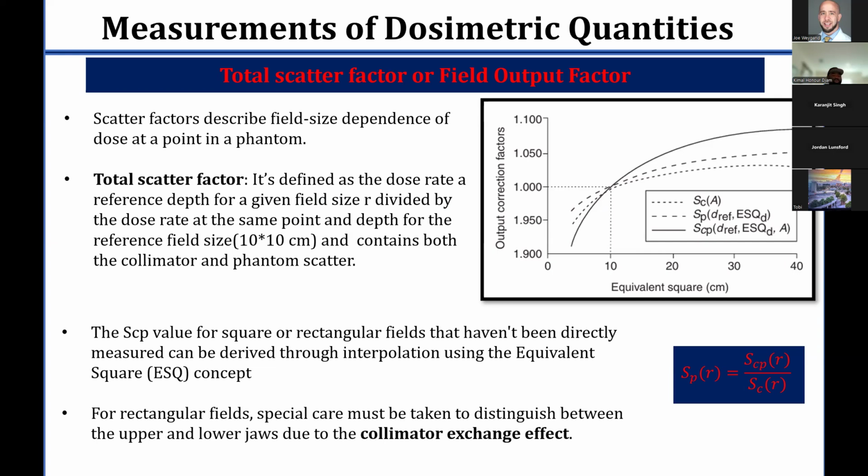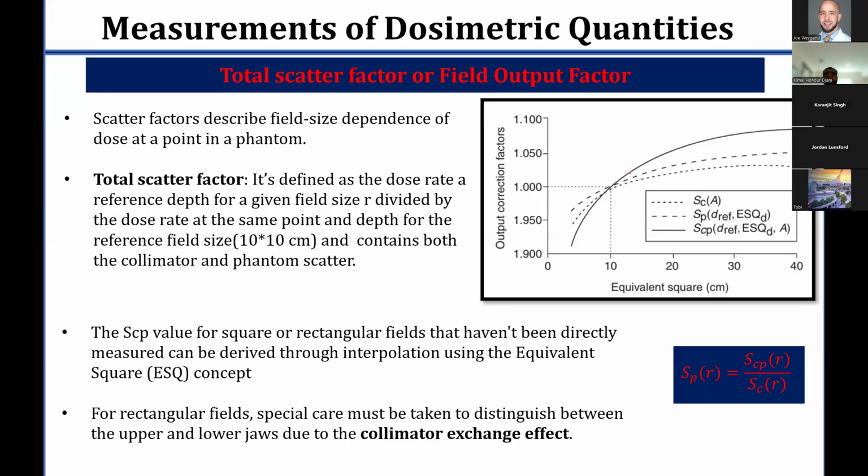And essentially, the total scatter factor SP quantifies how changing the field size affects the dose at a particular depth. And how do we measure this? When you look at the graph here, the solid line indicates how the total scatter factor changes with changes in field size. And you can clearly see that as the field size increases, the output factor also increases. And these are all normalized to 1 at the reference field size 10 by 10.